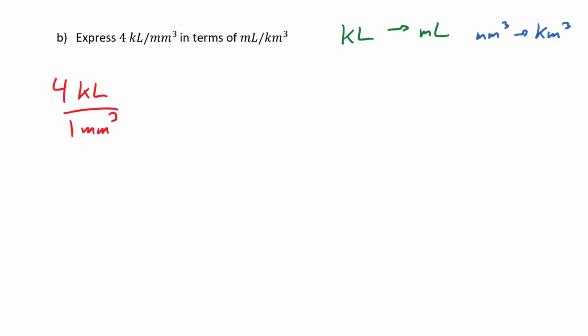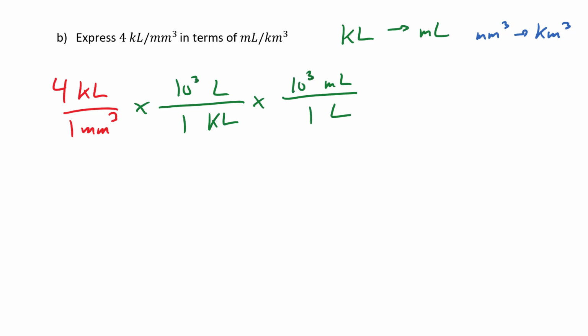Let's do our last one here. Exponential and a rate calculation. 4 kiloliters per millimeter cubed. So I'm going from kiloliters to milliliters, and then I'm going from millimeters cubed to kilometers cubed. Kiloliters goes on the bottom, liters on the top, liters, milliliters. 1 kiloliter is 10 to the 3 liters, and 1 liter is 10 to the 3 milliliters. Alternatively, you could have said that 1 kiloliter is 10 to the 6 milliliters.